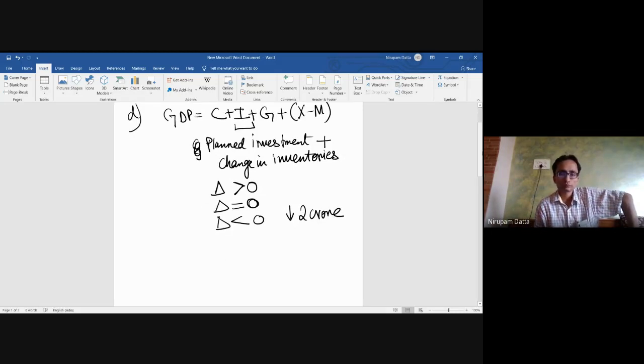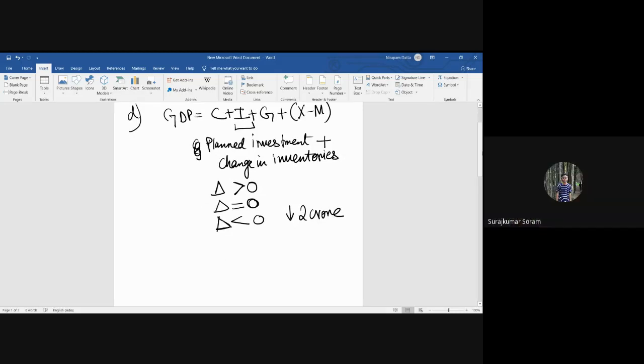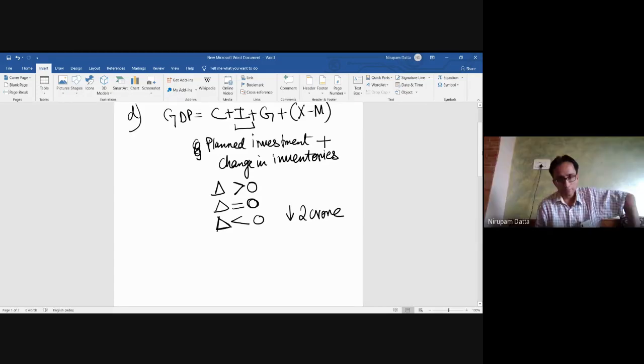Suraj, what will happen to the investment component? It will go down, sir. That means my GDP or GNP will also go down by 2 crores.